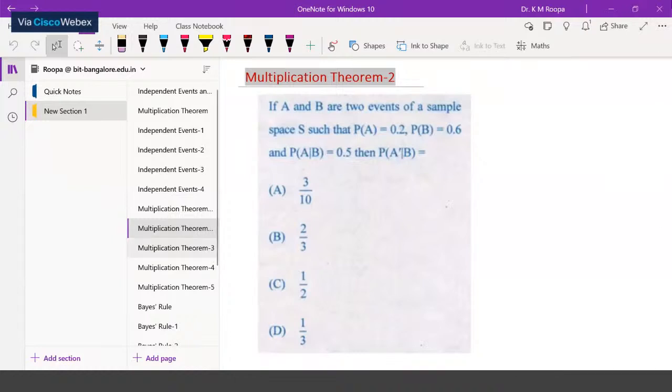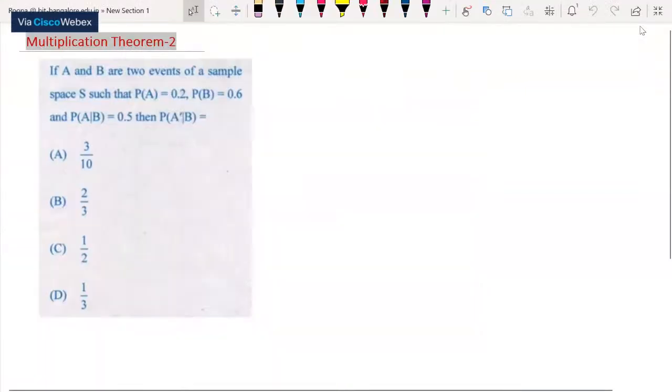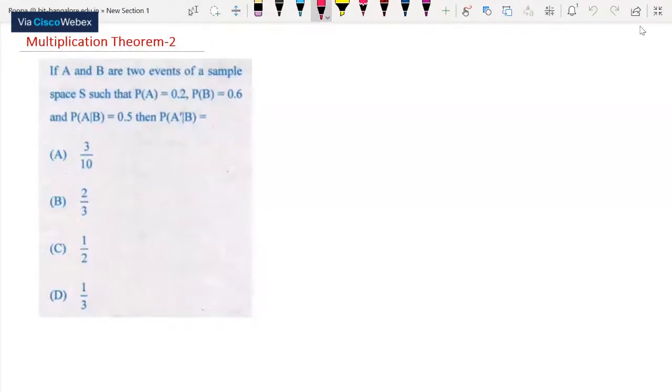The next problem is from a question paper. This is very simple, so I'm not going to discuss it. This is very easy. I'll give a hint to do it. If A and B are two events of a sample space, denoted by capital S, such that probability of A is 0.2, probability of B is 0.6, and probability of A slash B is equal to 0.5.